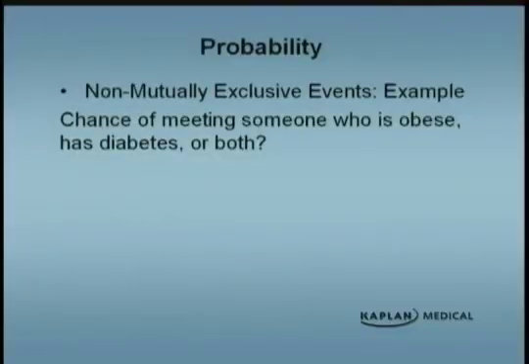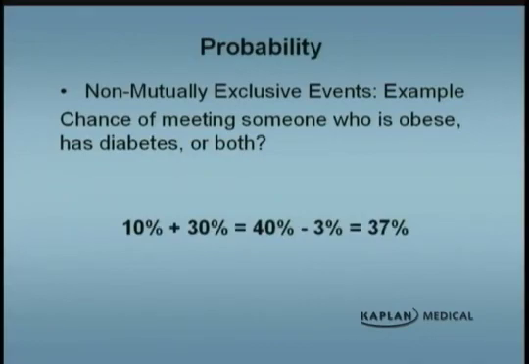Once again, what I'd love to have is empirical data telling me the overlap between obesity and diabetes. But not having that, I'm going to fall back on the simple convention. I'm going to assume independence, and I'm going to multiply the probability of obesity times the probability of diabetes to get my correction factor. Hence, I have the answer to my question, which is obesity plus diabetes. 10% plus 30% gives me 40%. When I multiply those two together, that gives me 3%, and that's my correction factor. The answer, therefore, to what's the chance of meeting someone who's obese, has diabetes, or both, is not 40%, but 40% minus the 3%, therefore 37%.